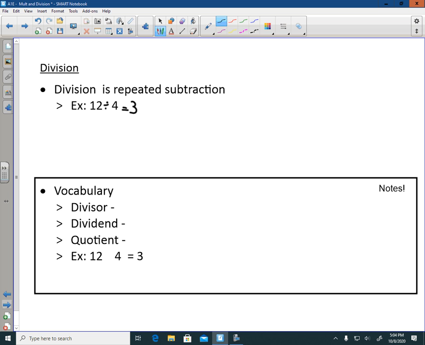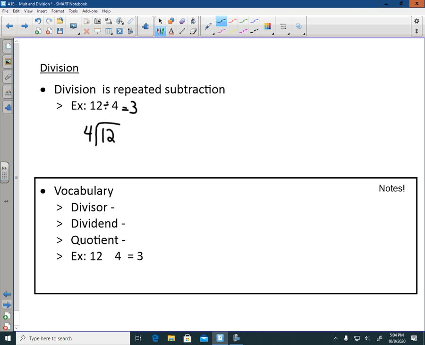Just like multiplication, there is some vocabulary. You have the divisor. Oh, let me mention this. When we look at division like this, 12 divided by 4, we can also write it like this, and this is kind of confusing to people. You actually end up switching. So you have 12 divided by 4, and what looks like 4 and then the 12, but they're both saying the same thing. 12 divided by 4 on top, 12 divided by 4 on the bottom, that's the same.